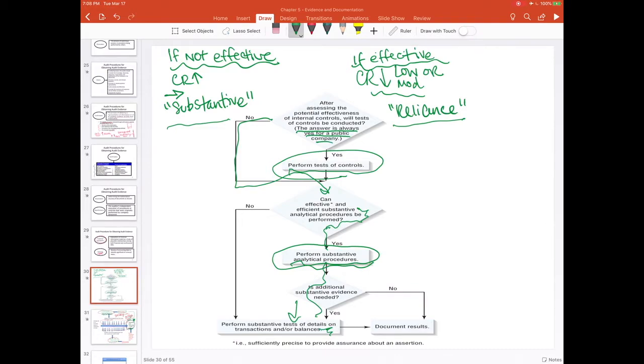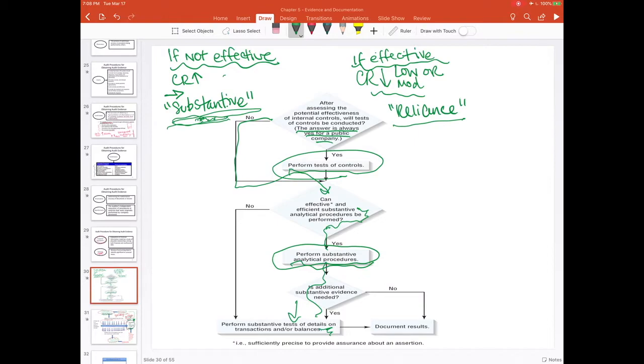So it says that after assessing potential effectiveness of internal controls, will test of controls be conducted? The answer is always yes for a public company. That kind of flies in the face of what I just said, right? Because I said if they're not effective, you would not want to test controls and you'd go for the substantive approach. This is true for private companies, and it used to be true for public companies too, pre-SOX.